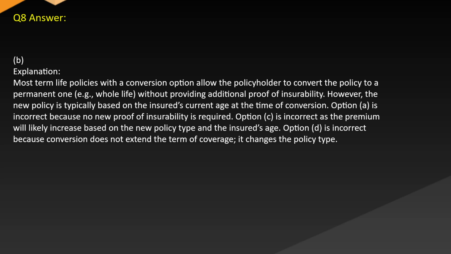Option A is incorrect because no new proof of insurability is required. Option C is incorrect as the premium will likely increase based on the new policy type and the insured's age. Option D is incorrect because conversion does not extend the term of coverage. It changes the policy type.